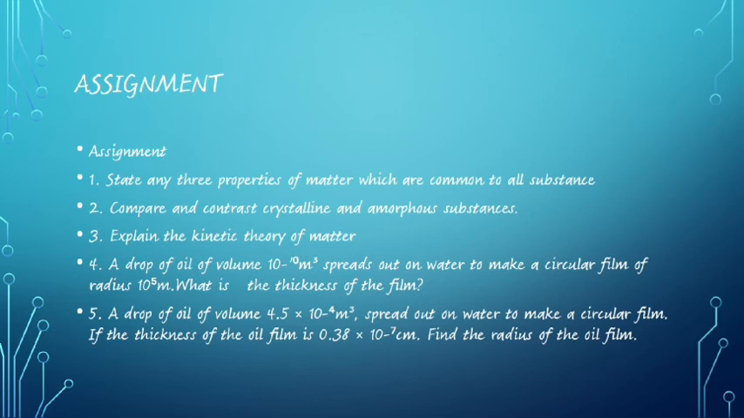So at the end of this class, you should be able to attempt this assignment. Properties of matter which are common to all of them: they occupy space, they have mass, and so on. Crystalline and amorphous: in crystalline, the substances have lattices that are well arranged and a very well defined geometrical shape, while amorphous does not contain well arranged substance. Also the kinetic theory of matter, and do the little calculation under it. So when we meet online, we discuss more on this topic.